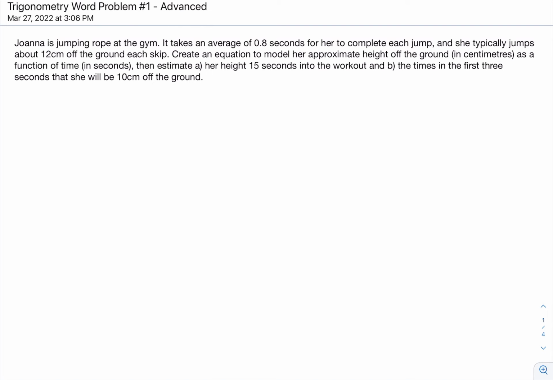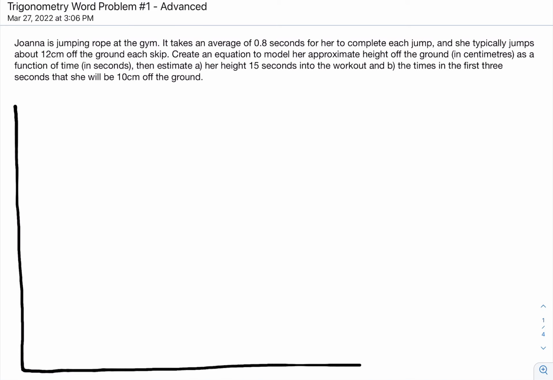Okay, so lots of information here. Let's just break it down. So I'm going to draw a set of axes here. I'm going to call this the time axis, right? Because that's the independent variable we're working with. And I'm going to call this the height, or h of t, right? The height per given time.